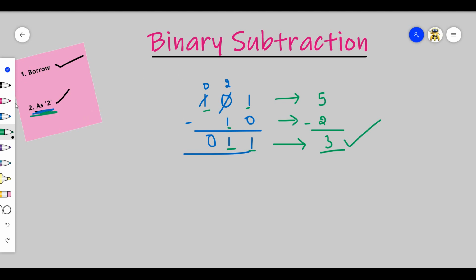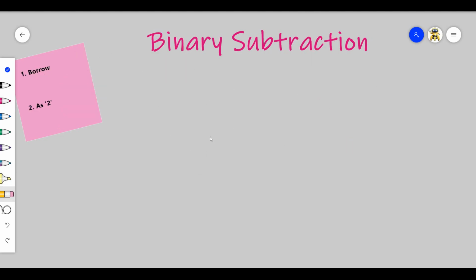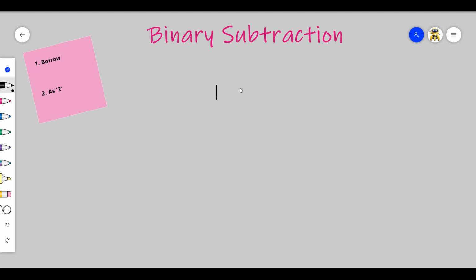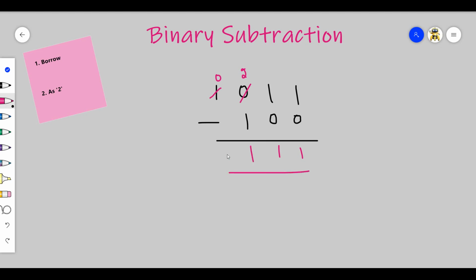Okay, so let me give another example. The more examples you practice, the better you will understand. So the second example: 1 0 1 1 minus 1 0 0. Now let me subtract. 1 minus 0 is 1, 1 minus 0 is 1, 0 minus 1 is not possible, so I need to borrow. So this will be 0 and this will be 2. So 2 minus 1 is 1. I can put that 0 here.